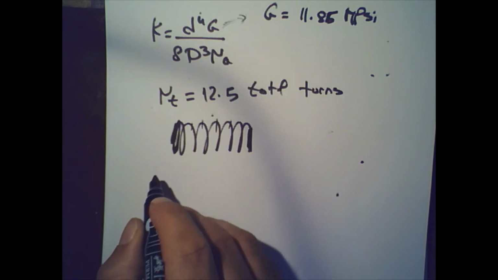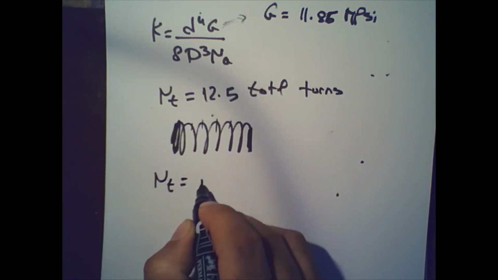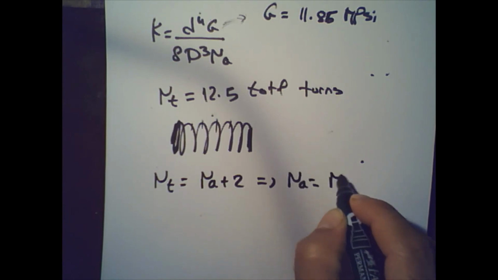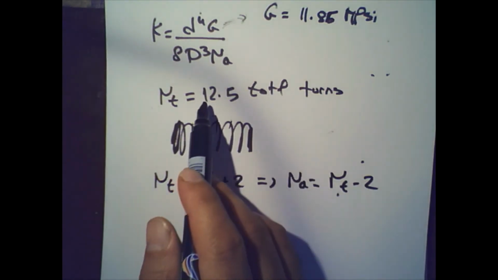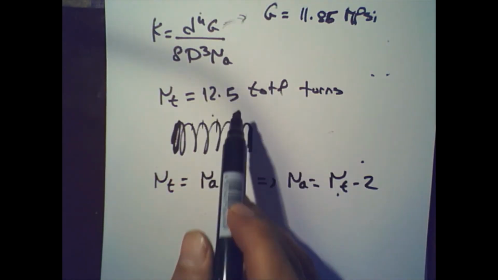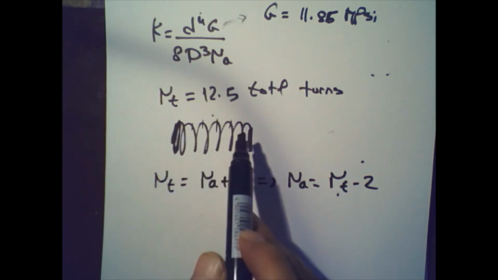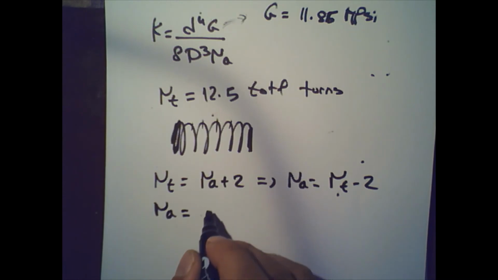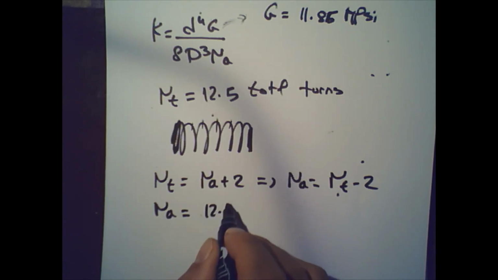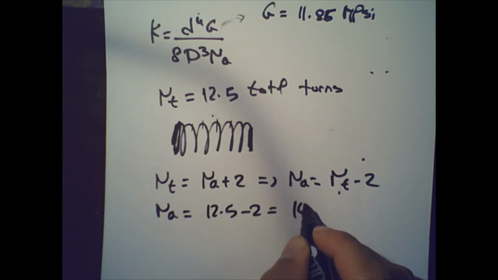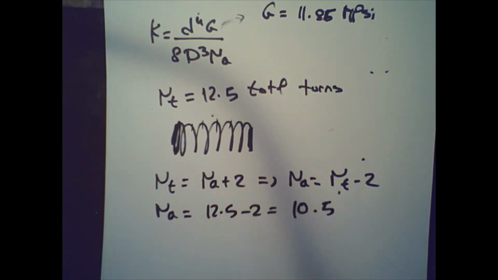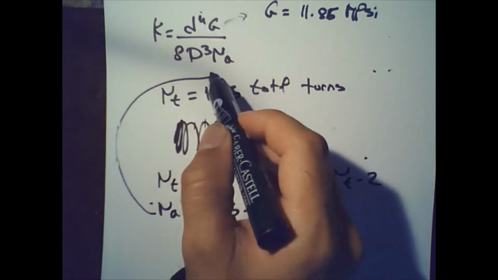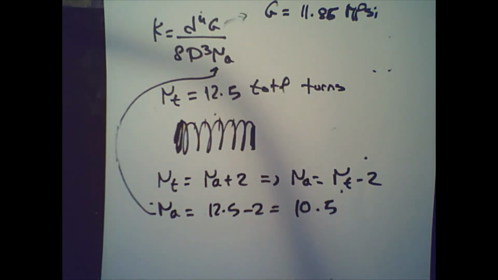So in that case, we know the total is going to be equal to NA plus 2, or NA is going to be equal to NT minus 2. If you have in total 12.5 turns, you have to remove one end from here and one end from here. So the actual number of active coils is going to be equal to 12.5 minus 2, which is 10.5. Now you can take this number of active coils back over here, so you can get the stiffness of the spring.